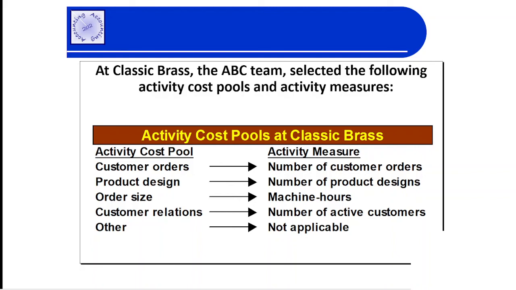For a hotel, the activity cost pools are usually the front office cost, the housekeeping, the cleaning cost, and then they can have the number of check-ins and check-outs that they do, number of rooms they clean, number of customers they serve, number of dishes they serve. So those are the different activities they perform, and the activity measure is also different for each type of business.